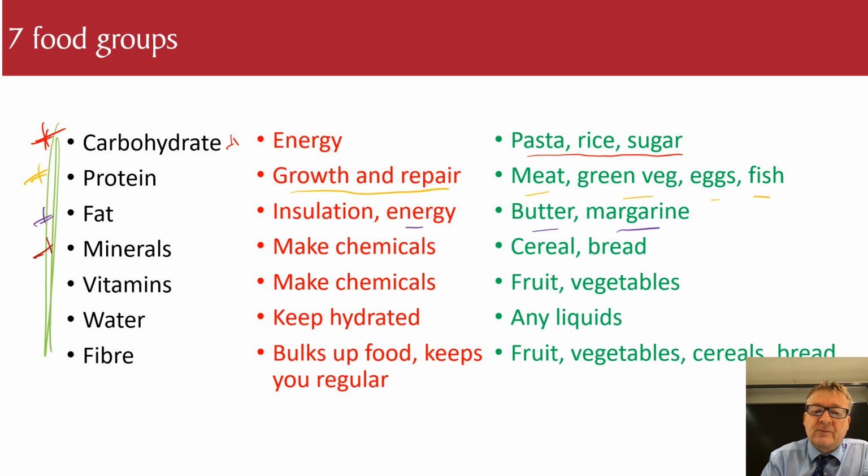Minerals and vitamins, if I do those two together, are both used to make chemicals within the body. They're additions to enzymes and additions to chemicals that are required. Minerals are found in cereal and bread. Vitamins are found in fruit and vegetables.